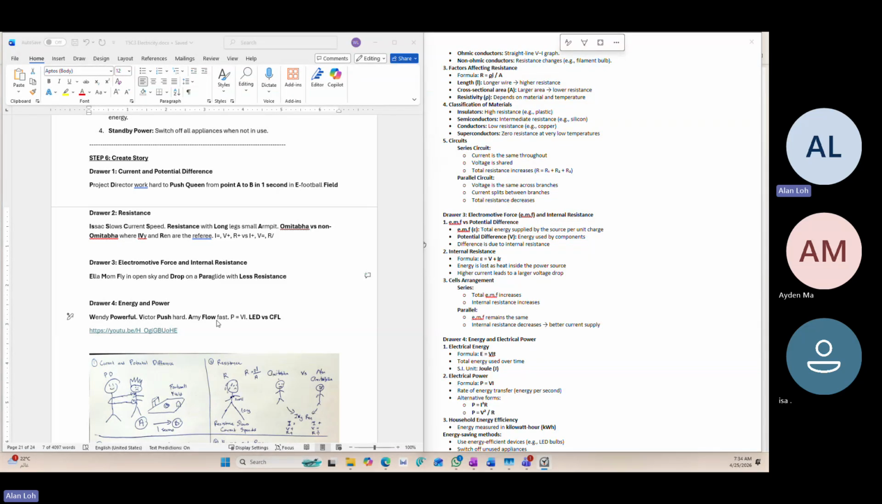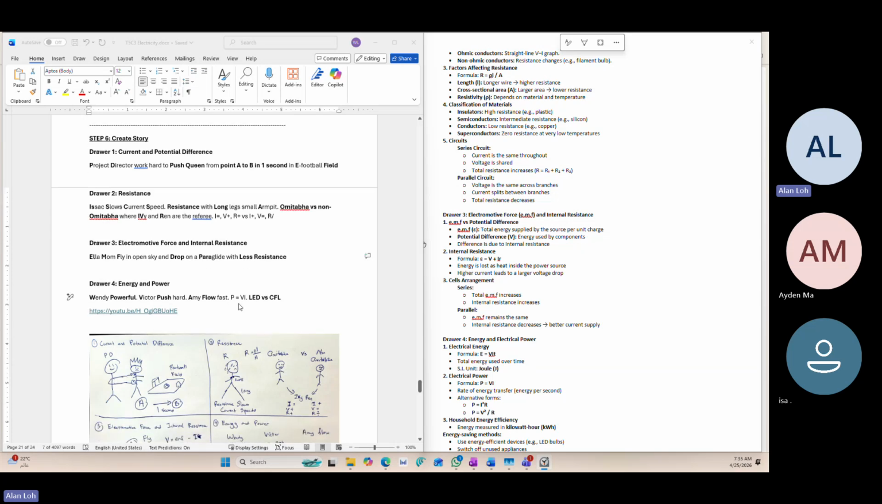Drawer 4, energy and power. Wendy is powerful. Victor push hard. Amy flow fast. P equals VI. This is the formula. LED versus CFL. I think you see this quite a few times in steps 4 and 5. The difference between LED and CFL type of light. LED is more efficient and uses lower energy. That means you do not need to pay a high electric bill compared to the old light that is using CFL.